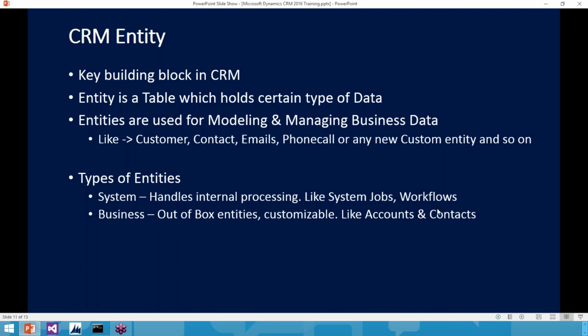Business entities. Business entities are out-of-box entities, the very common entities like accounts and contacts. If you pick any business model out there in the market, there won't be any business without accounts and contacts. So pick a hospital model. Hospitals have to keep track of all the insurance companies' information, which goes into accounts. A hospital needs to keep track of all the patients, which are contacts.